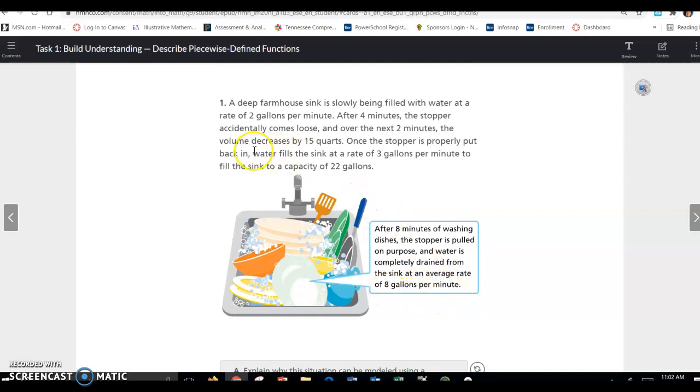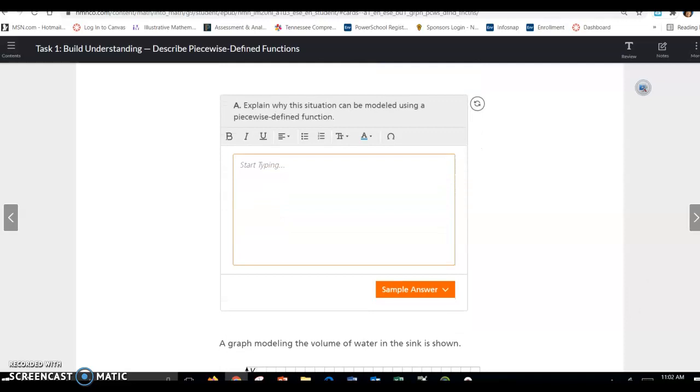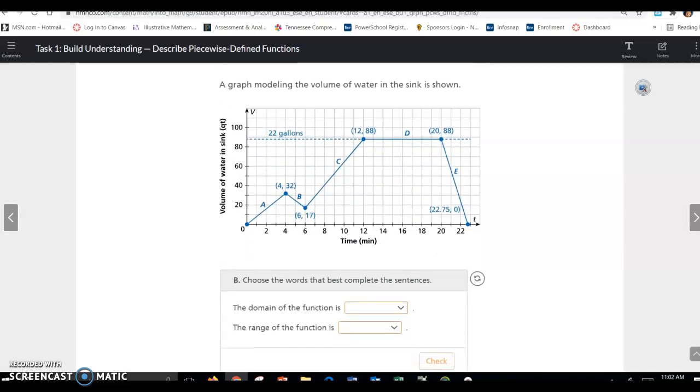So you can see most of these are in gallons, but there is one spot where it says it decreases by 15 quarts. So you have to look, there are two different measurements there. It says explain why the situation can be modeled using a piecewise defined function. Because there are different rules at different points in time. So that's why you would use a piecewise function.